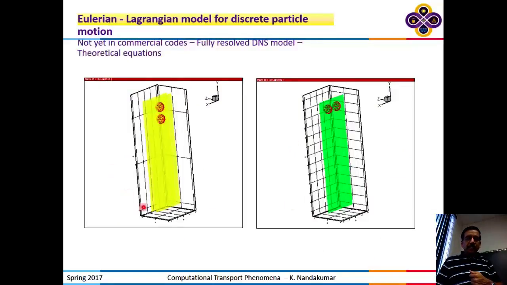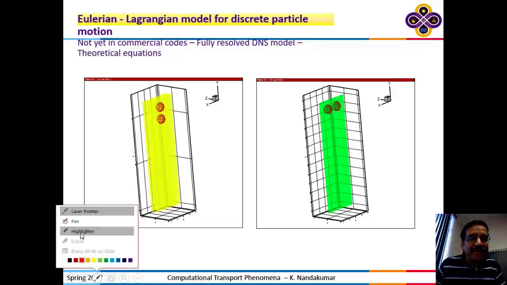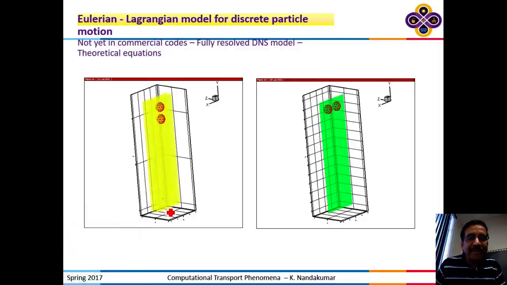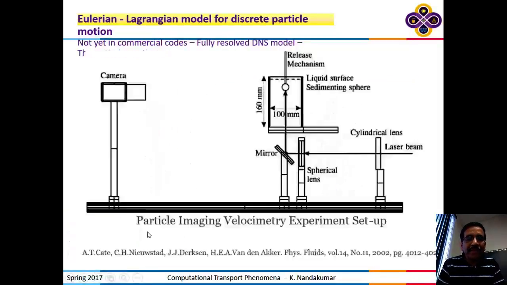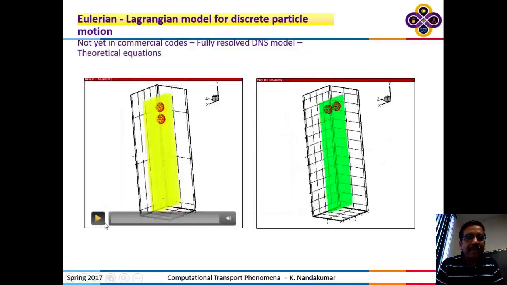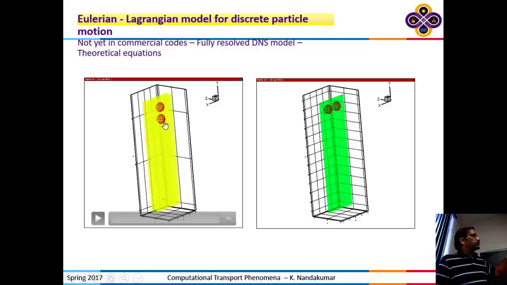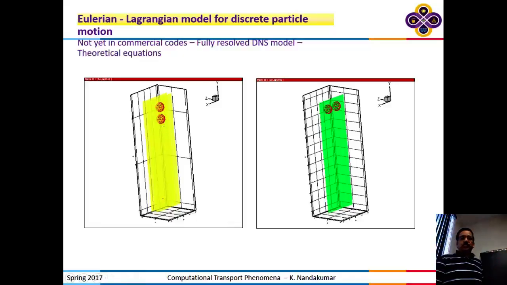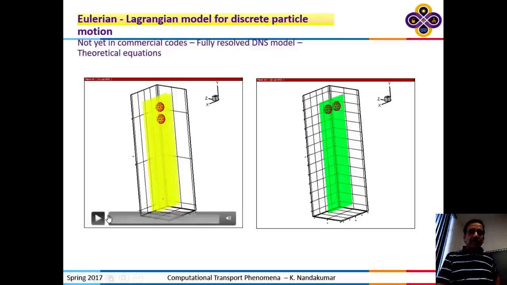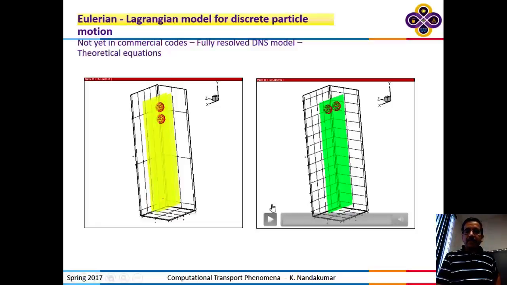So these are some animations. I'm not sure whether they're going to work. Maybe not. This was done by that PhD student, who developed the simulation. The animation doesn't work. So it's essentially two spheres that are settling in a domain. I lost the animation file somewhere.